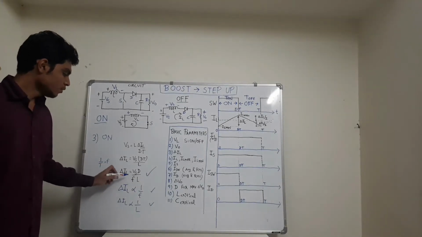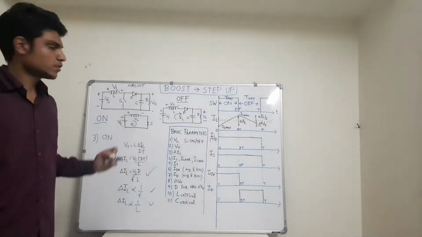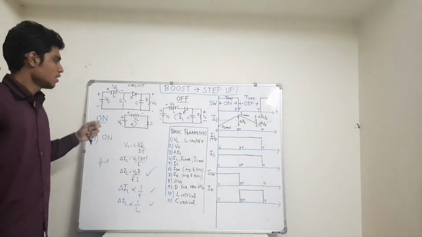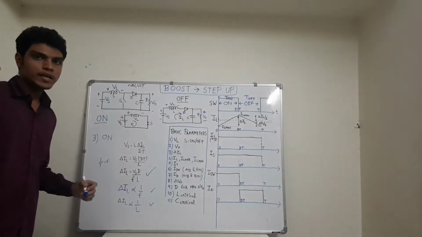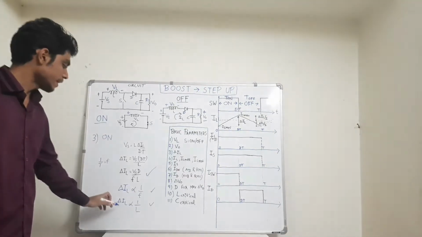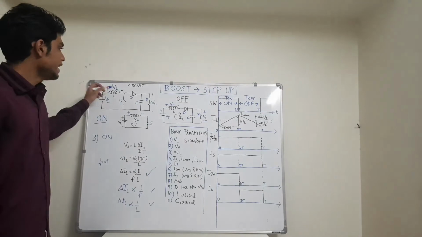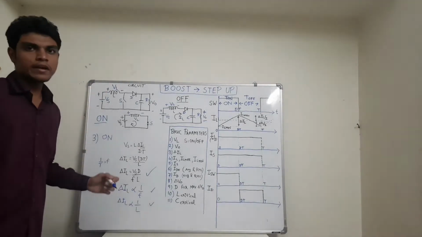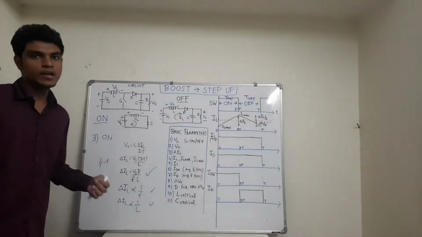So we can conclude that the ripple in inductor current is inversely proportional to the switching frequency. If we increase the frequency of switching, then the ripple in inductor current will decrease. And second, del IL is inversely proportional to the inductor used. If we increase the inductor value in the boost converter, then the ripple will reduce.